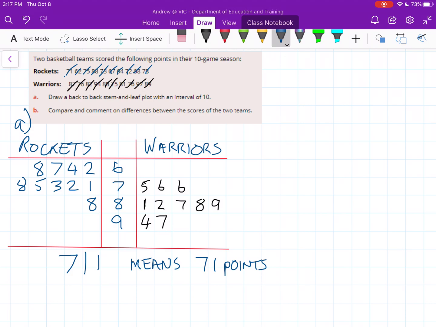Now part B: compare and comment on the differences between the two teams. Really we just need to look at what there is and make a few connections between it. It's always good to look at the highest and the lowest scores and the range of the different scores. That's generally where you want to go with answering these questions. I'm just going to start off with who's got the highest scores. So the Warriors have the highest scores.